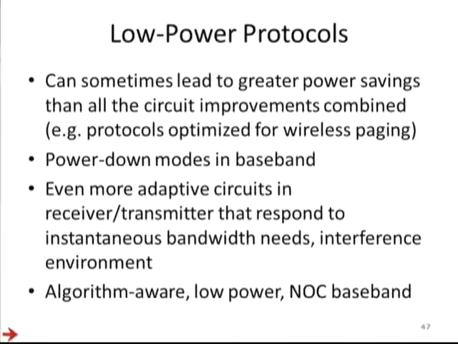This will require elaborate power down modes and baseband, even transmission and communication protocols to be changed and become power sensitive. Adaptive circuits used widely in the receiver and transmitter that respond to the instantaneous bandwidth needs and the interference environment, very much in keeping with the last speaker's point about sense and react. And algorithm-aware, low-power, baseband communication, signal processing, perhaps network-on-chip concepts using highly optimized baseband blocks like FFTs and so on for the job at hand. That could bring dramatic power reductions over where we are today.